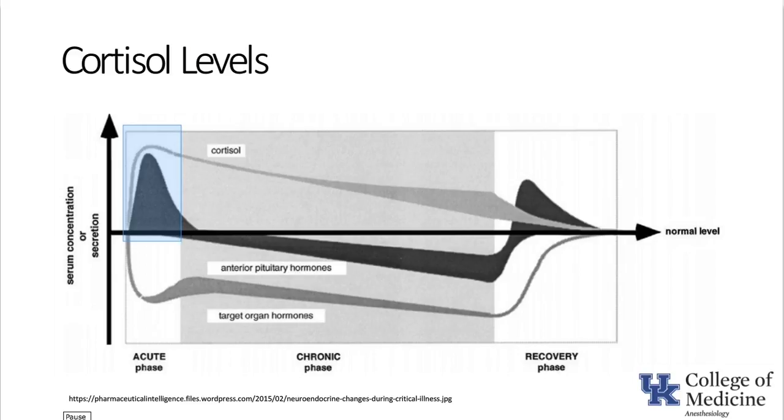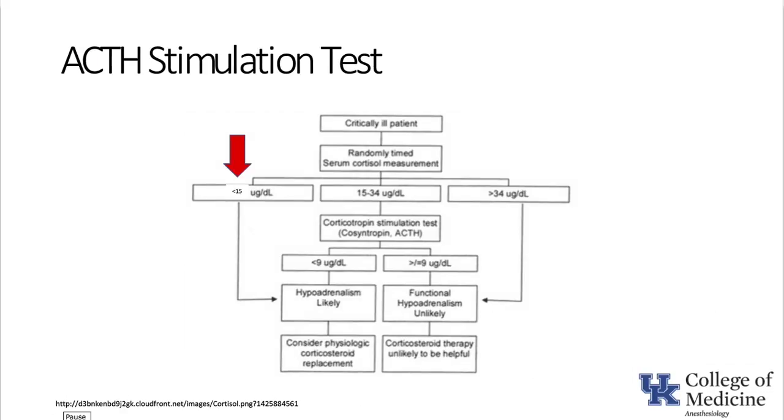This algorithm shows different responses to an ACTH stimulation test in critically ill patients. First, it needs to be noted that the algorithm as initially published included a typographical error. The box which currently shows a cortisol level of less than 15 was published as a cortisol level of less than 34. That's obviously incorrect. It essentially duplicates the middle category.